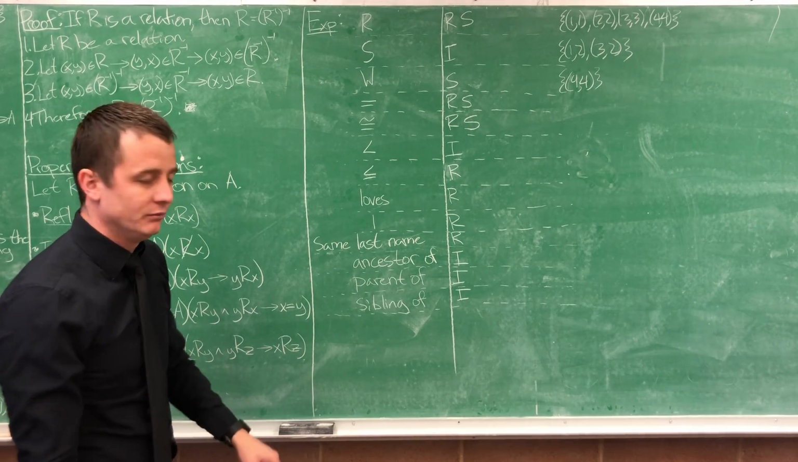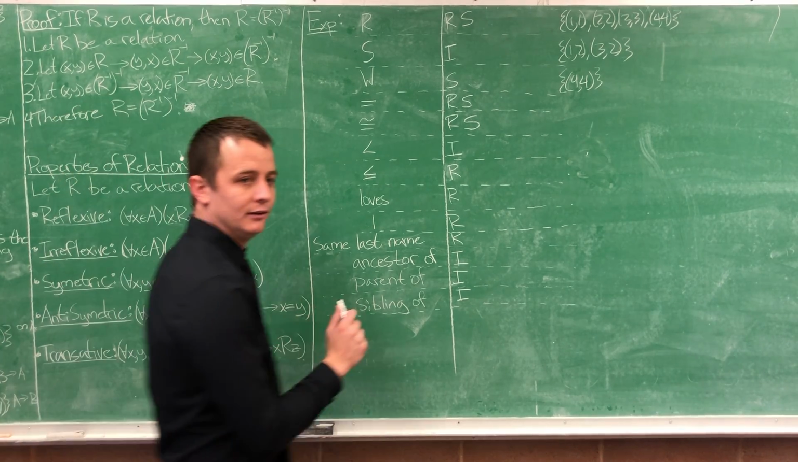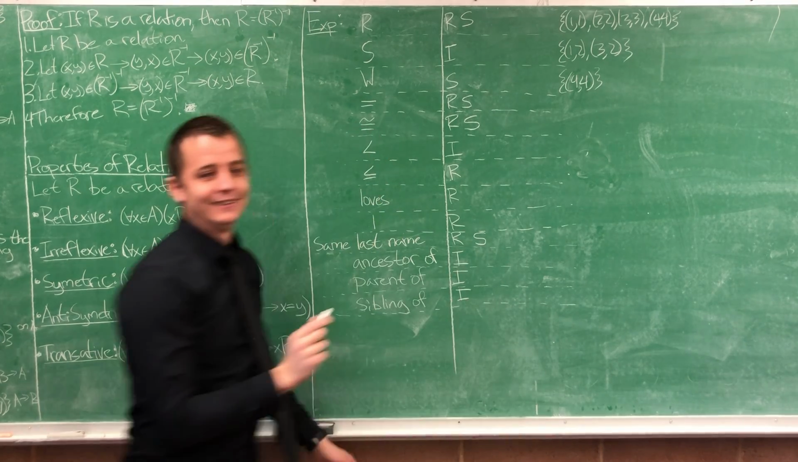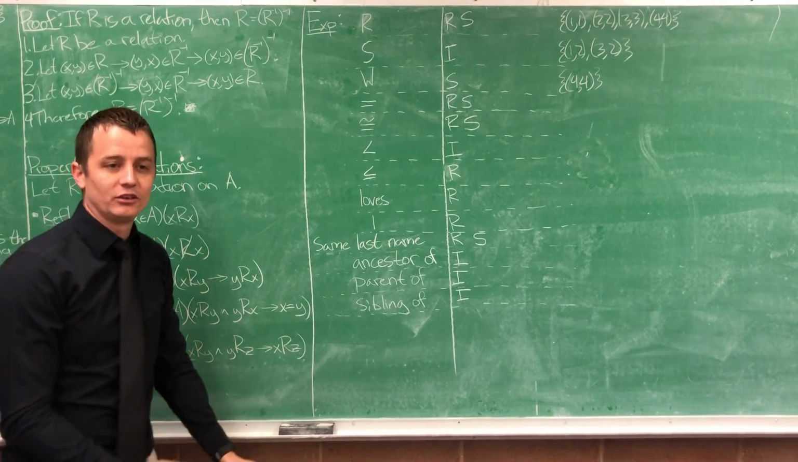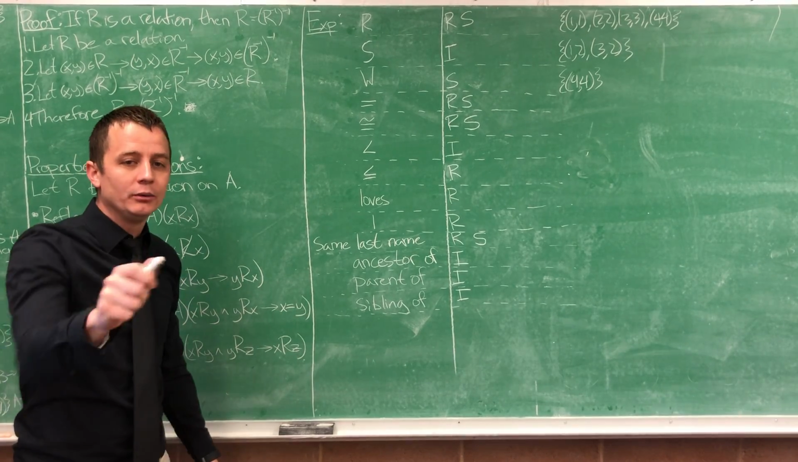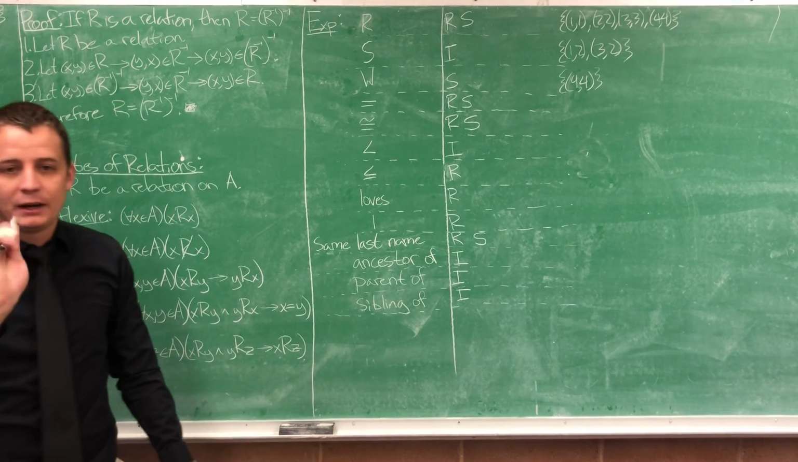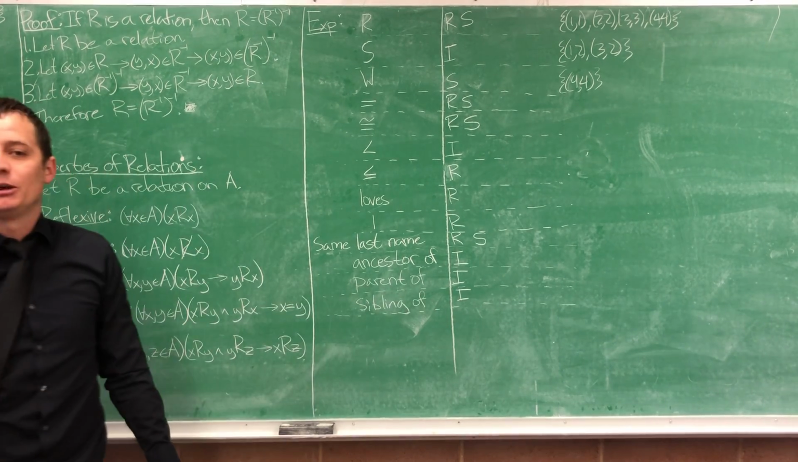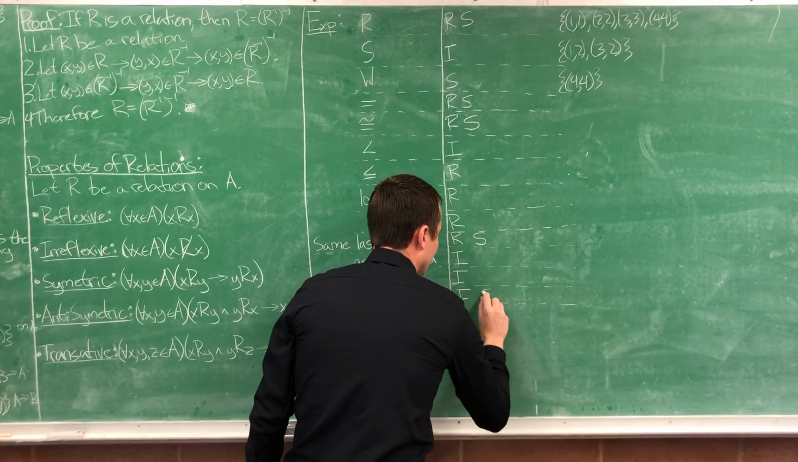Okay, same last name. Is that symmetric? If I have the same last name as you, do you have the same last name as me? Yes, this one is symmetric. What about ancestor of? If I'm an ancestor of you, are you an ancestor of me? No. Parent of? No. Sibling of? If I'm a sibling of you, are you a sibling of me? Yes. So this one is symmetric.